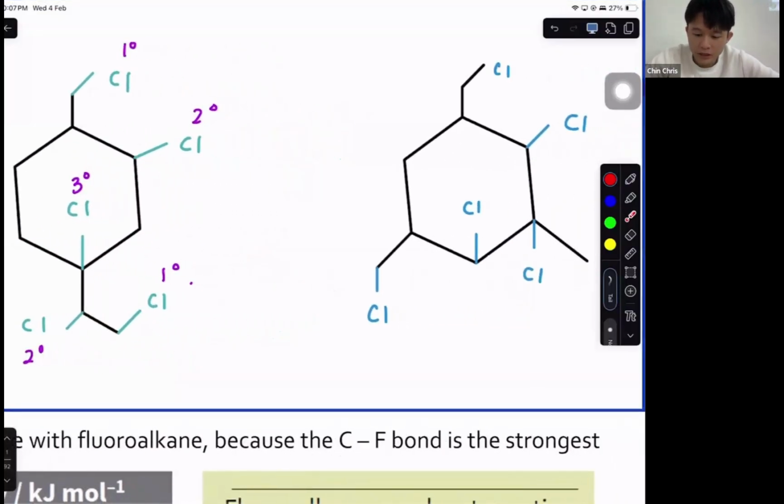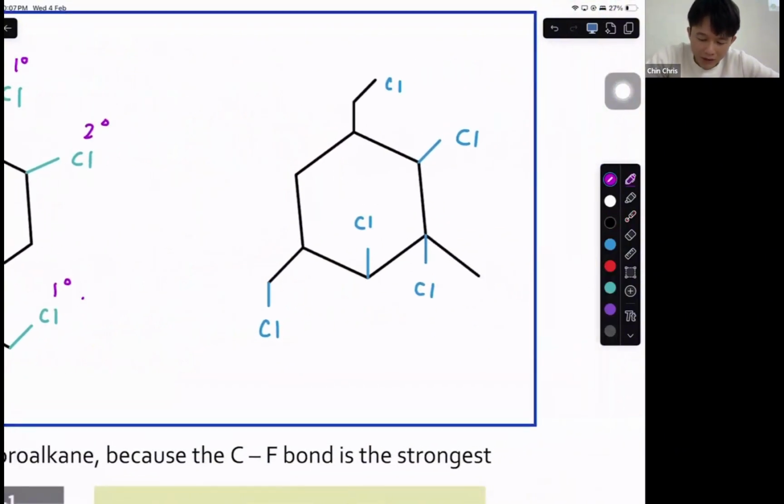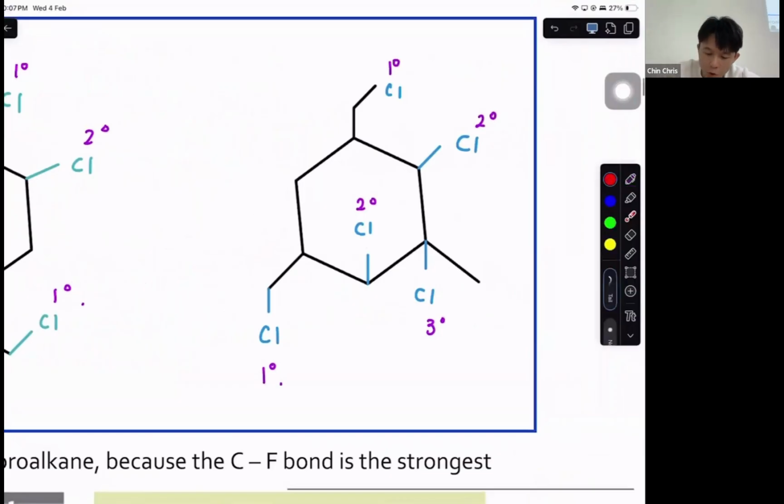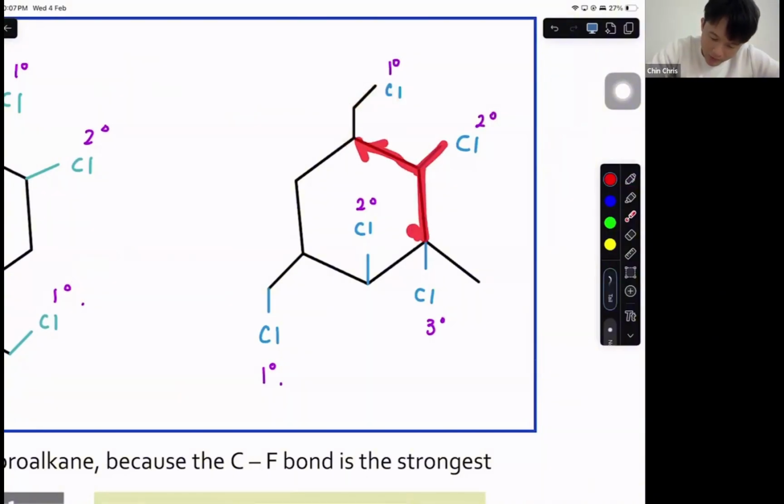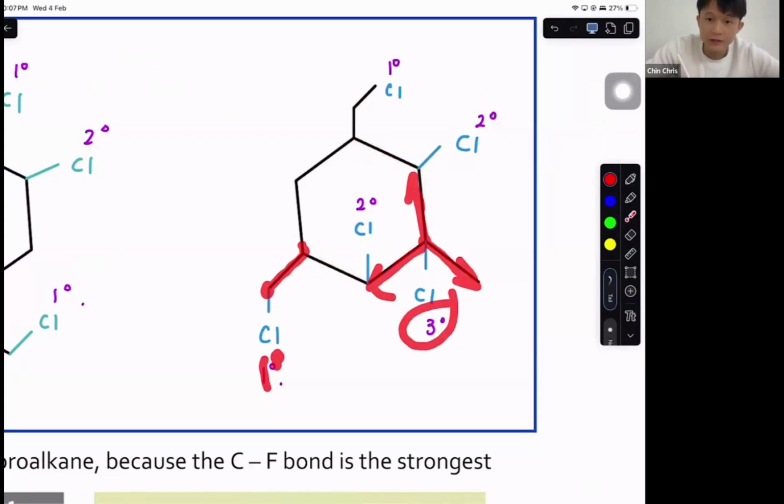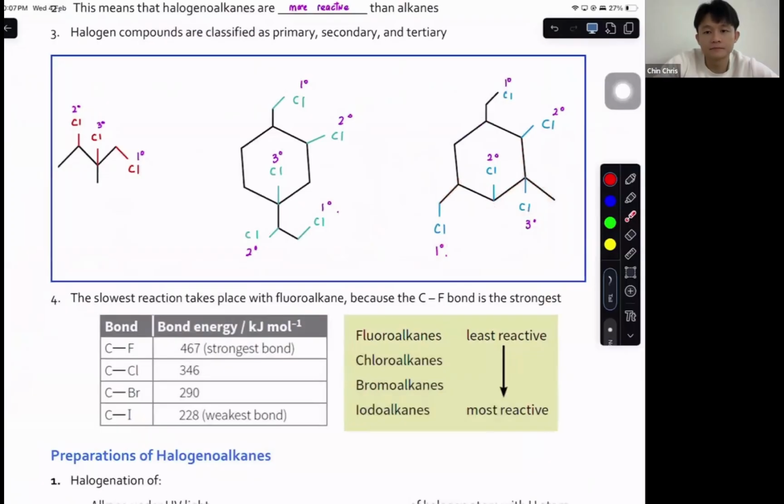Next. Let's look at this Cl. 1 carbon primary, secondary, tertiary, secondary, primary. So one more time. C-Cl, 1 carbon. Can you see that? This C-Cl, 1 carbon, 2 carbon, secondary. C-Cl, 1 carbon, 2 carbon, 3 carbon, tertiary. C-Cl, 1 carbon, primary. Done. Any question? If no question, let's go.